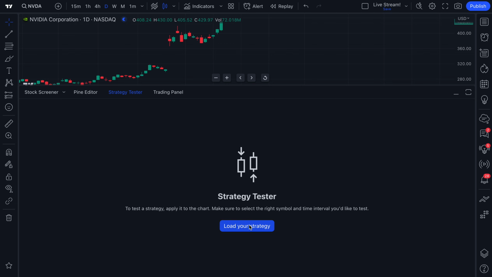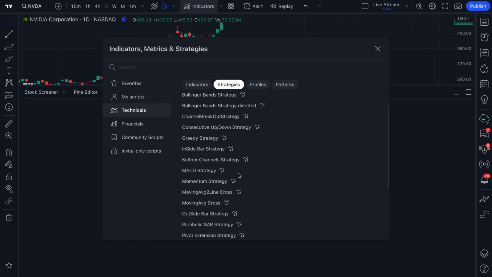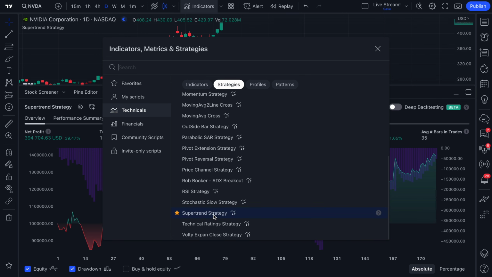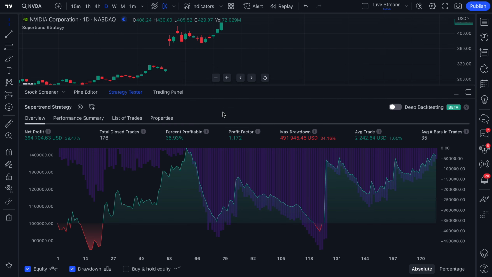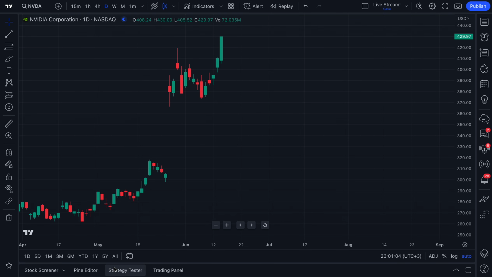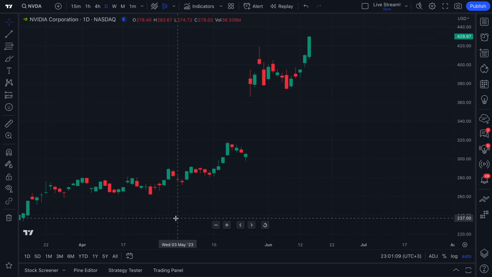The next step is to load a strategy directly onto the chart. Strategies are essentially trading or investing that has been coded onto the chart so that you can now see how that strategy would have performed over time. So let's take a step back there. Let's talk about the importance of the strategy tester and what it means to you as an investor or trader.